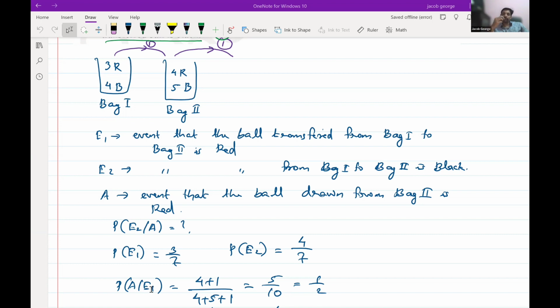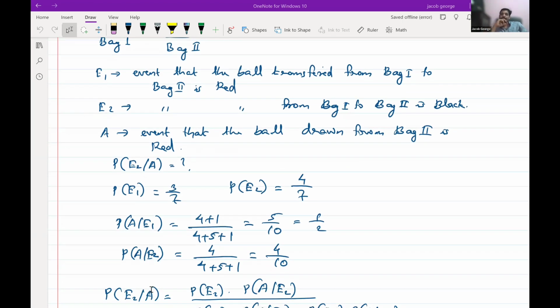The ball drawn from bag 2 is red, given that the ball transferred from bag 1 is also red. That means in bag 2 the red will become 4 plus 1, divided by the total 4 plus 5 plus 1. In the same way, P of A given E2: the ball drawn from bag 2 is red, given that the ball transferred from bag 1 is black. So in bag 2, red will be 4 only, divided by the total 4 plus 5 plus 1, because one ball is transferred. That is 4 by 10.